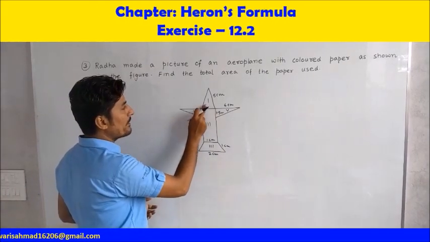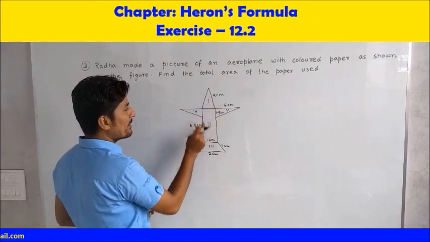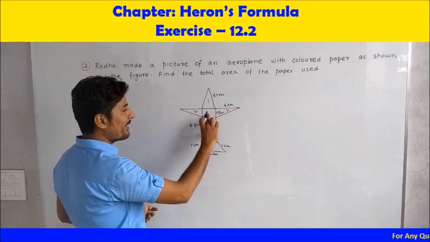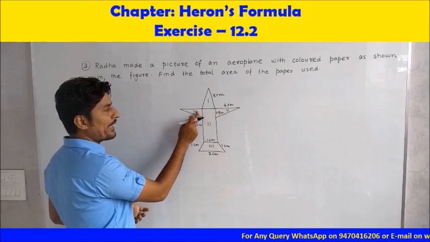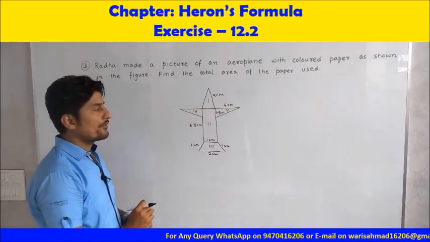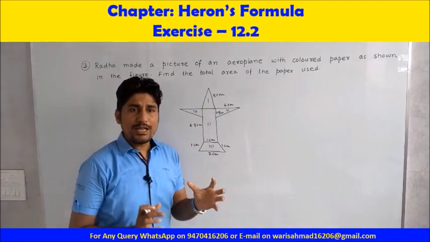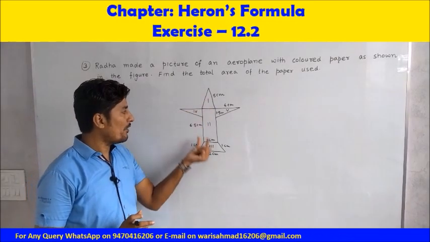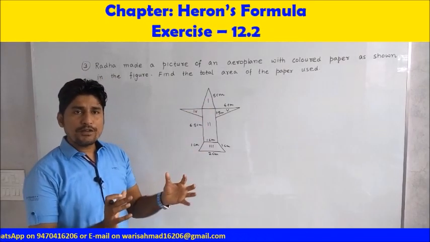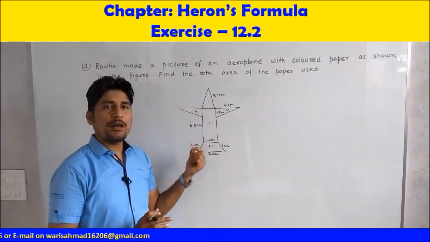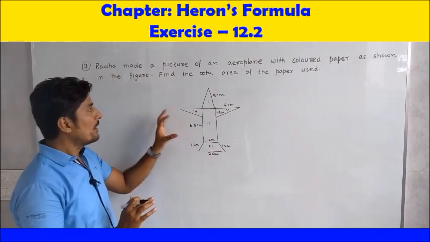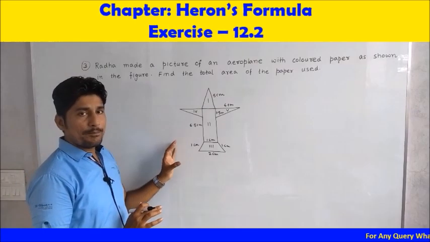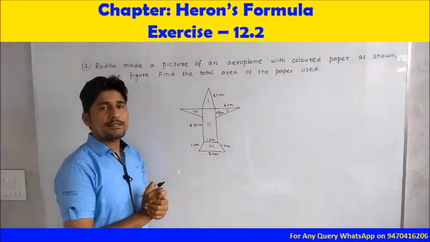The very first part is an isosceles triangle. Second part is a rectangle. Third part is a trapezium. Fourth part is a triangle. Fifth part again a triangle. So first of all, we have to find the area of each part. After finding the area of each part, we have to add all the areas to get the total area of the paper used to make this aeroplane.